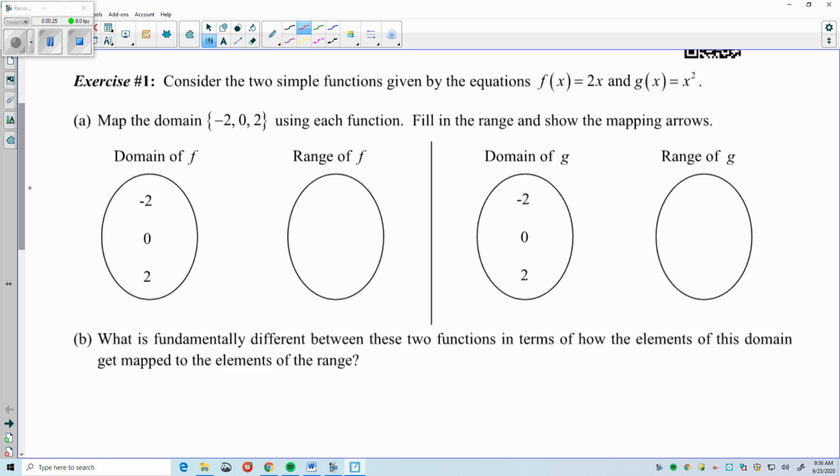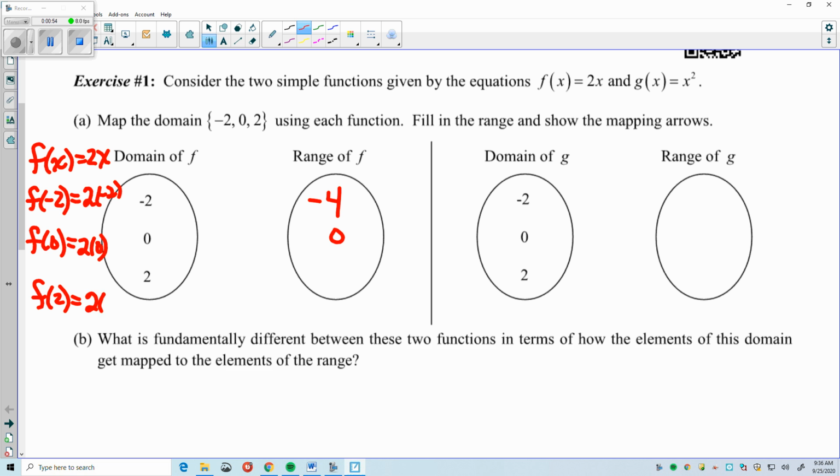Kind of like we did in our last set, in our f function, if f of x is 2x, anywhere I see an x, I make it a -2. So f of -2 would get me 2 times -2, which is -4. We do the same with 0. So f of 0 is 2 times 0, and anything times 0 is 0. And we do the same with +2. So now I have 2 times 2, which gets us 4. That mapping shows 2 goes to 4, 0 goes to 0, -2 goes to -4.